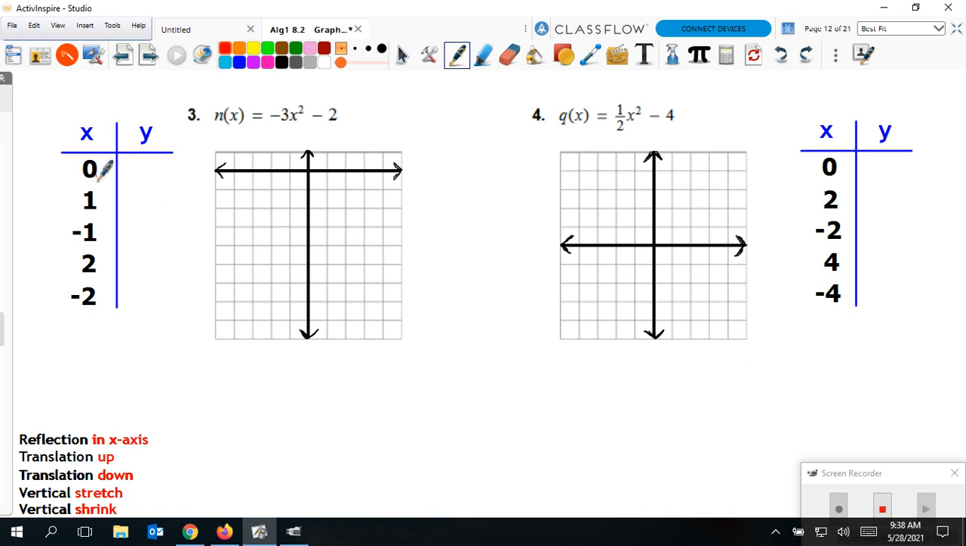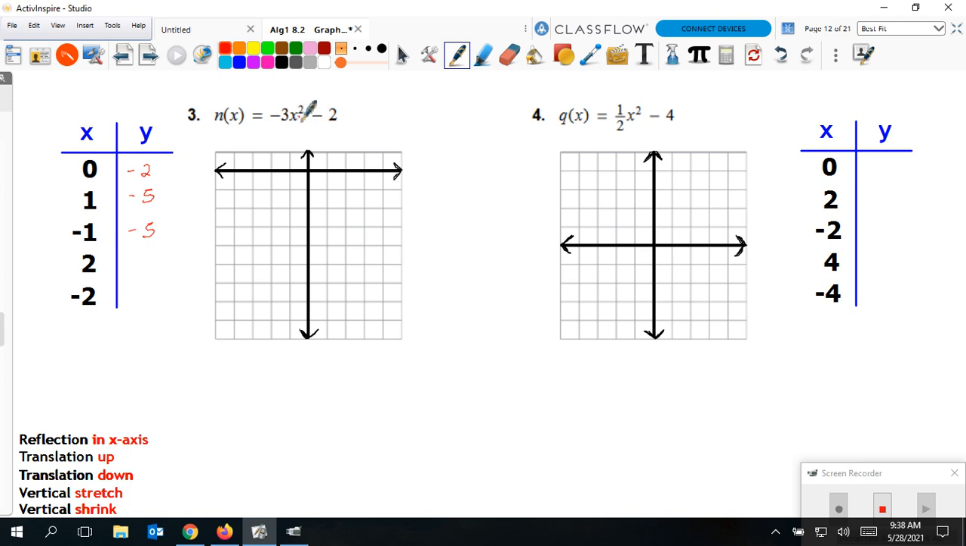So as I put in 0 here, it's going to make this whole thing 0. 0 squared is 0, -3 times 0 is 0. The whole thing, 0 minus 2, is just going to give me -2. If I put in 1, it's going to be 1 squared is 1, and then times -3, so it's -3 minus a 2, that's going to give me -5. Plugging in -1 will do the same thing. That'll give me a +1, -1 times -1, and then times -3 is -3 minus 2, still -5.